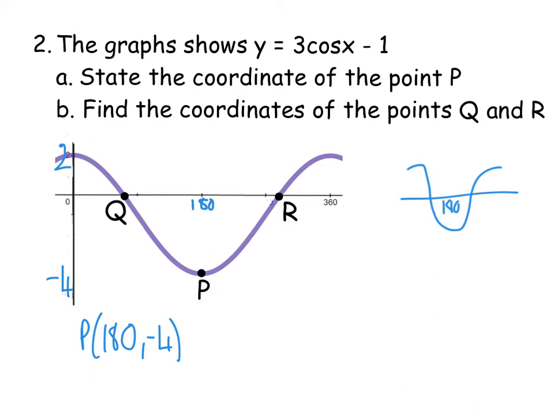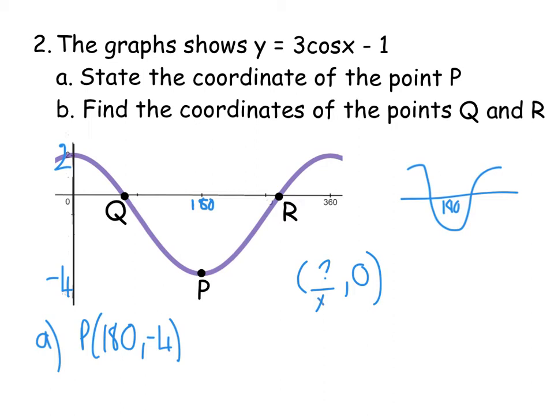And it should have been at the point -3, but we've moved it down 1. So no working involved. That's part A. Part B asks us to find the coordinates of the points Q and R. Now, if you look at Q and R, they both lie on the x-axis, and we know that any point on the x-axis is along something up 0.